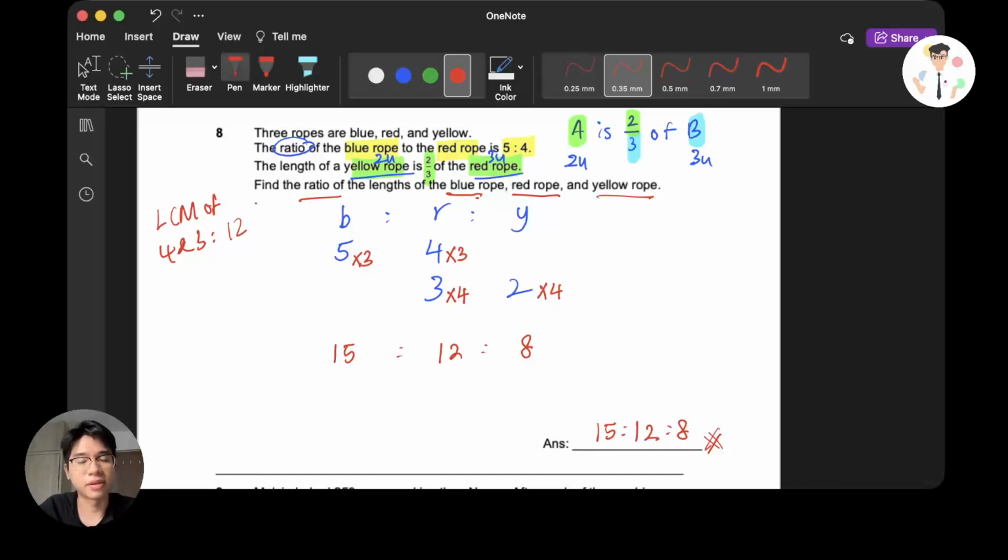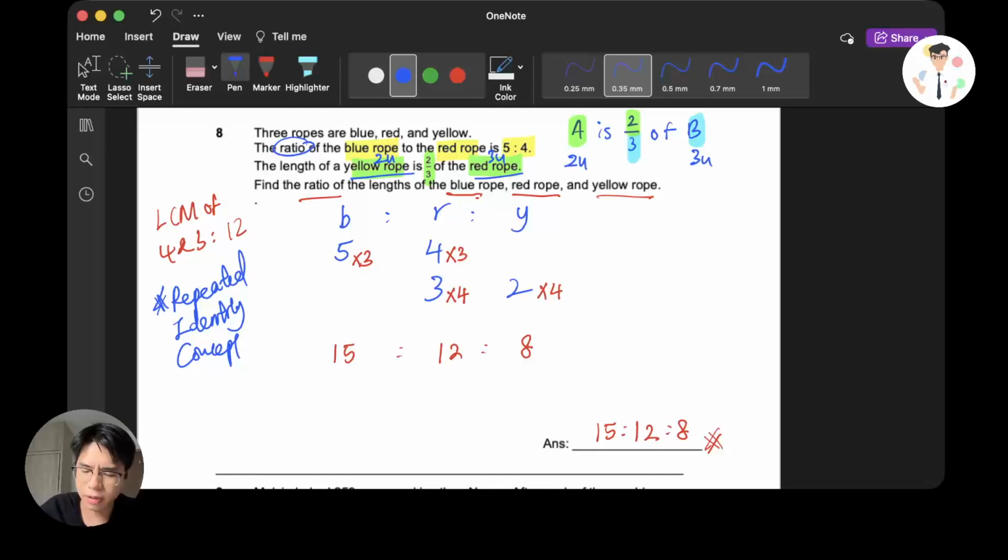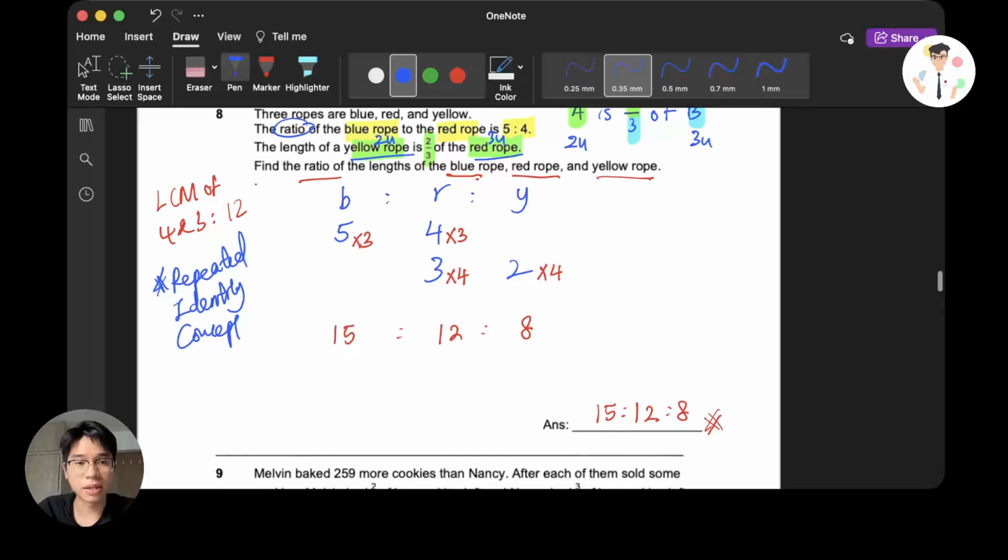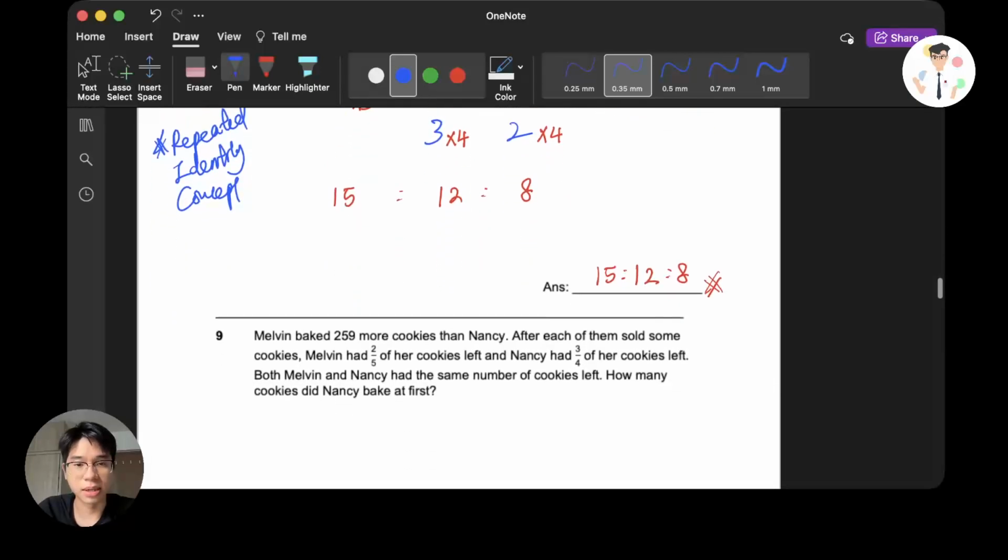Again, this is not a difficult question, and this is what you have learned, right? This is called the repeated identity concept. Some of you write fraction here. Again, don't write fraction. Now let's move on to question number 9.